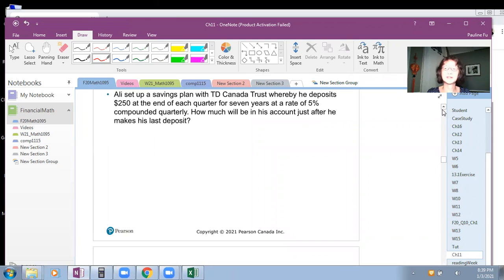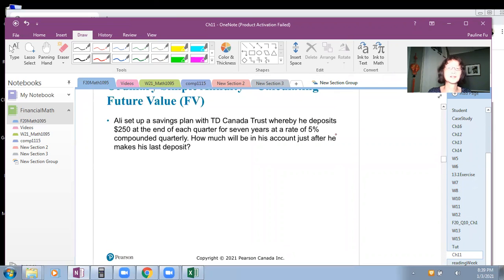Now let's look at this example here. Ali set up a savings plan with TD Canada Trust, whereby he deposits $250 at the end of each quarter for 7 years at a rate of 5% compounded quarterly. How much will be in his account just after he makes his last deposit?